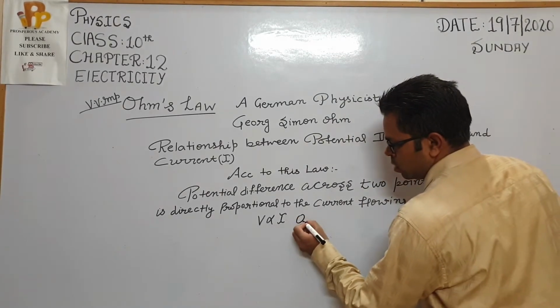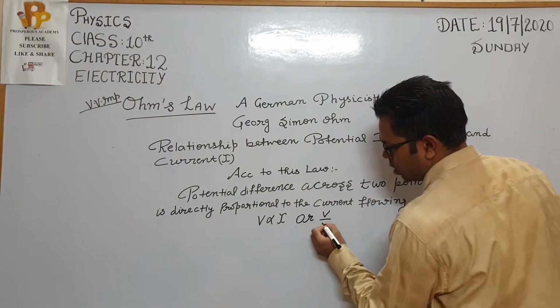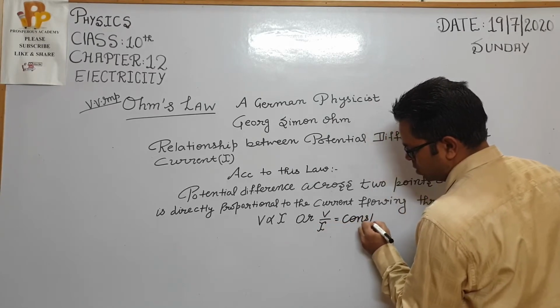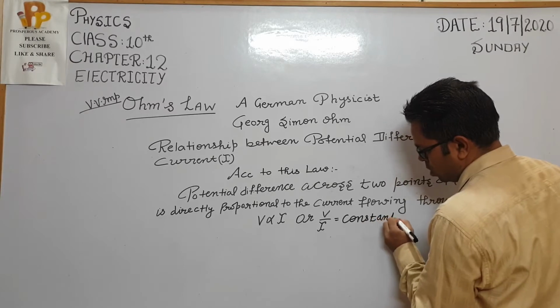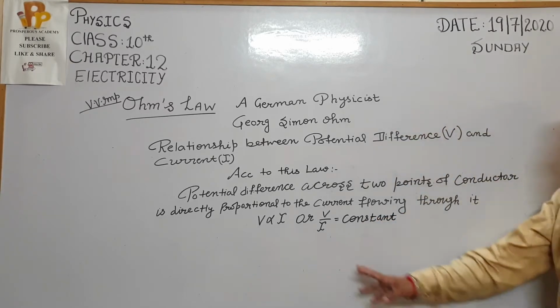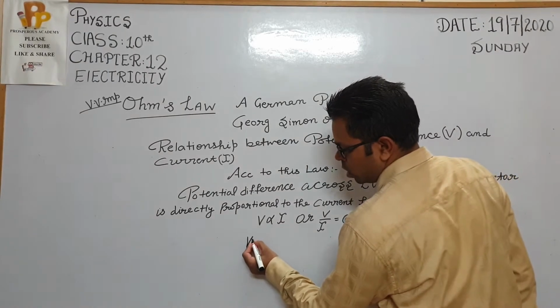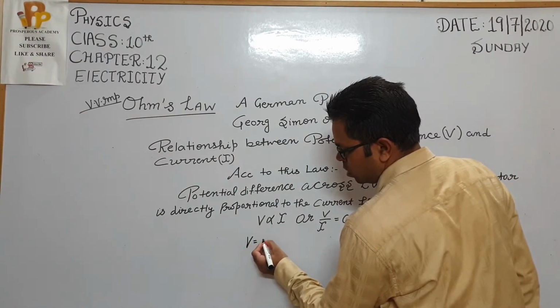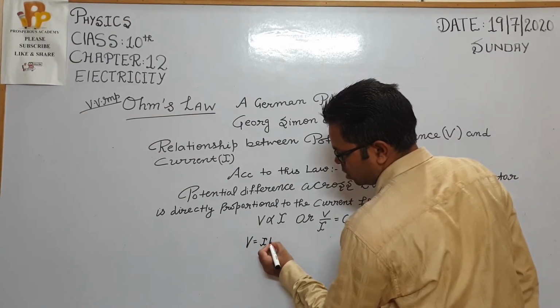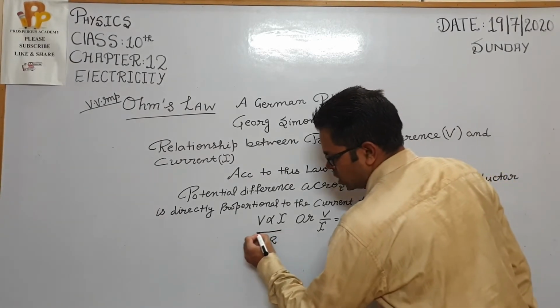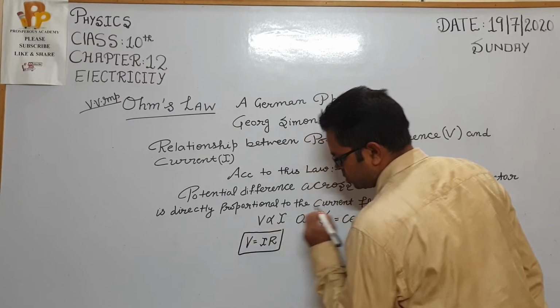or V upon I is equal to constant. Or in other words, bache, when you remove this symbol and place an equal to sign, you put a constant, that is R. So you get V is equal to IR.